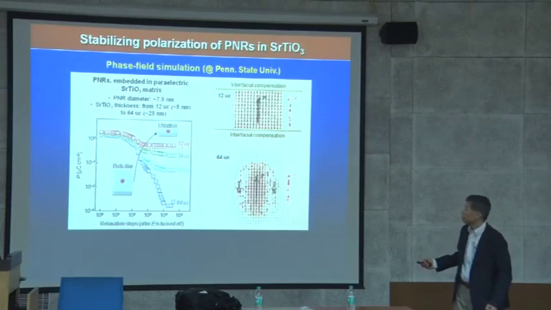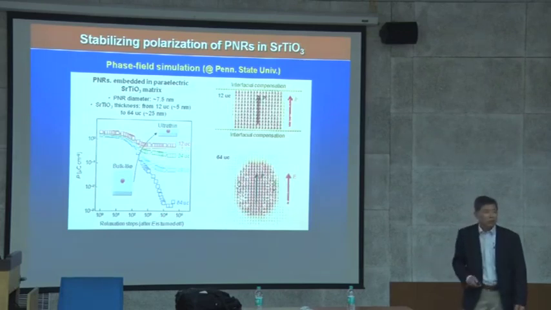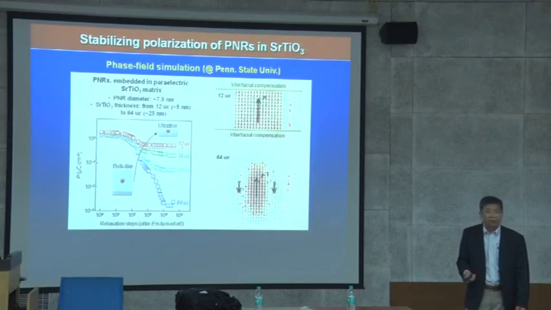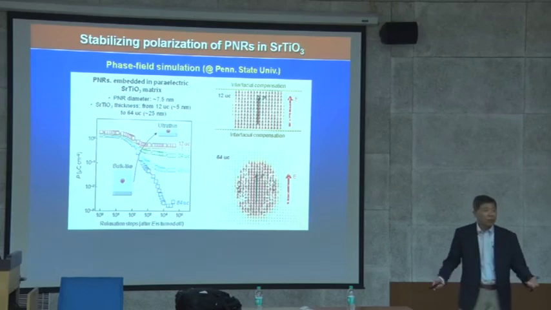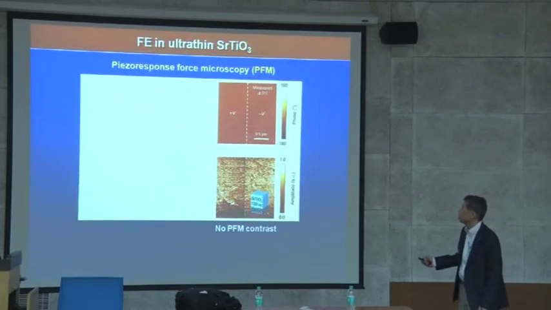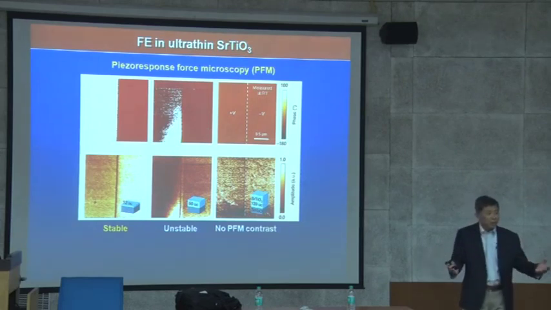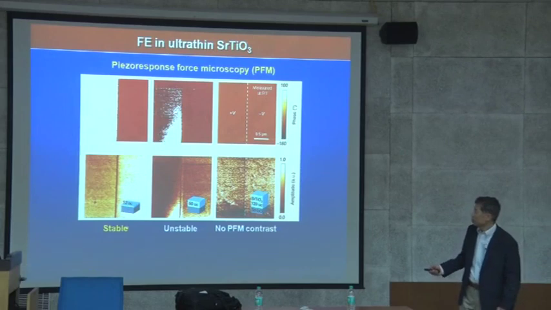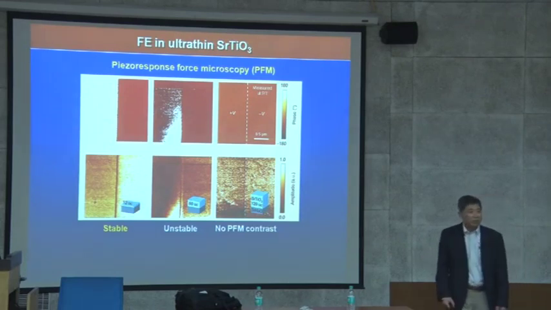So when you change the thickness of the film, at a certain point you will be able to see that stable polarization by PFM. But the 120 unit cell here dies right away. Okay, that's what the data is showing here. And you have something at 60 unit cell, where it maintains for a certain time scale, but it's going away. But 12 unit cell, you see that? Very stable. Okay, you write the domain, and it maintains forever.